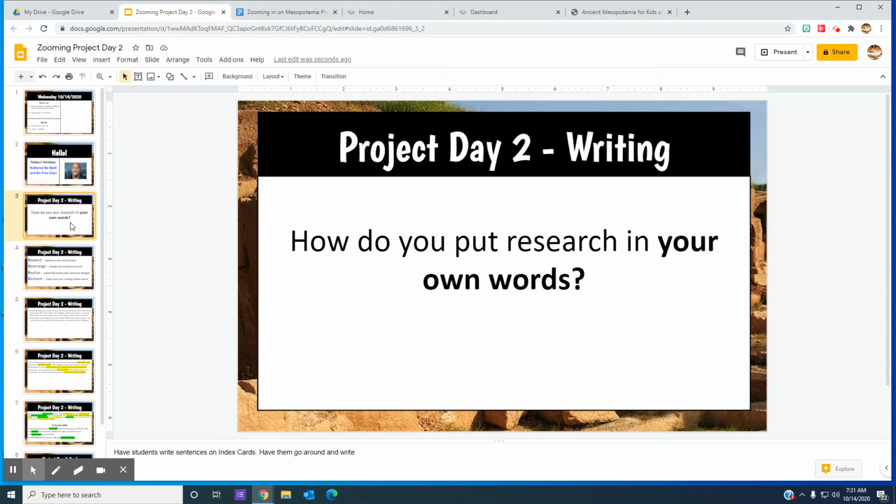Today we're going to be writing our paragraphs because for our project we need to write 4 paragraphs, 1 paragraph for each of those cultural traits that we researched yesterday. So yesterday we were copying and pasting information into our brainstorm chart. But today we're going to start writing our paragraphs, and we have to write our paragraphs in our own words. So how do you put research in your own words?